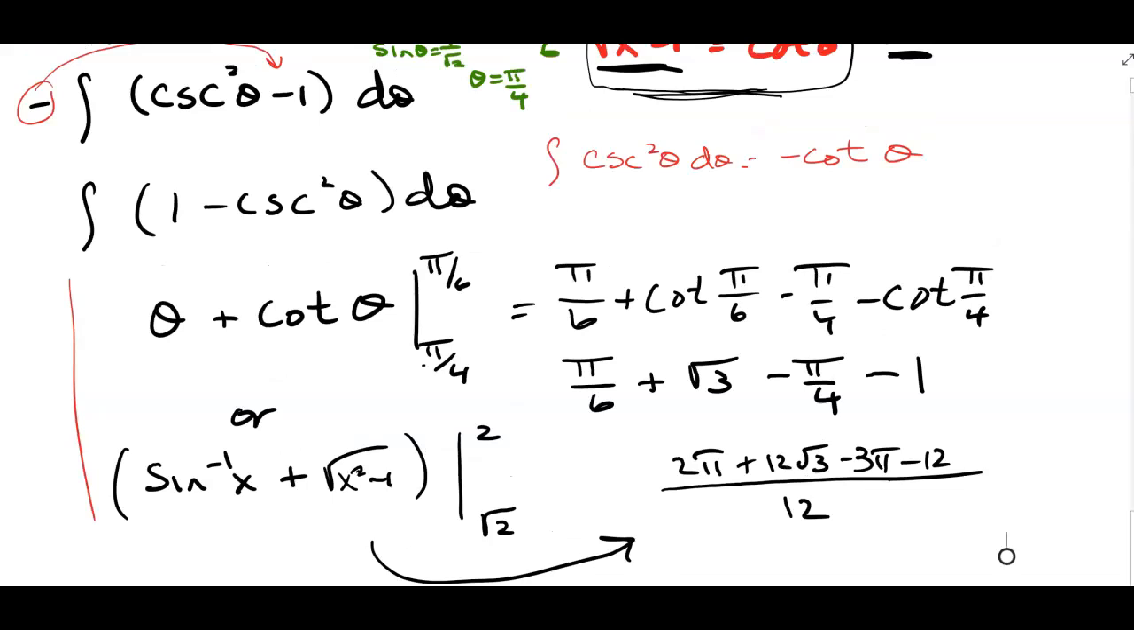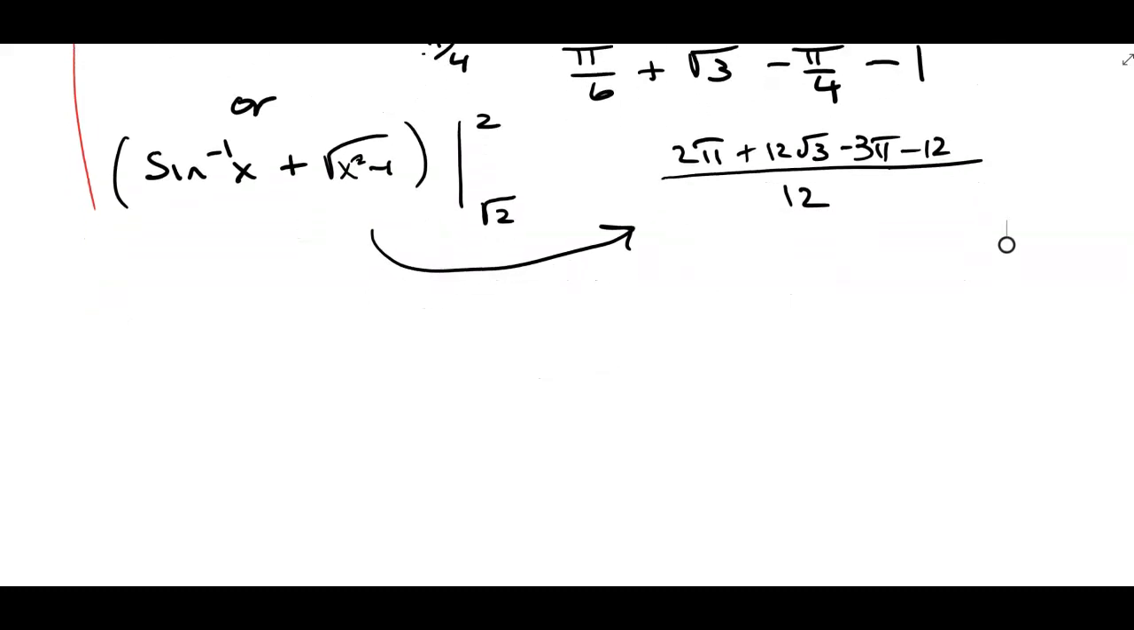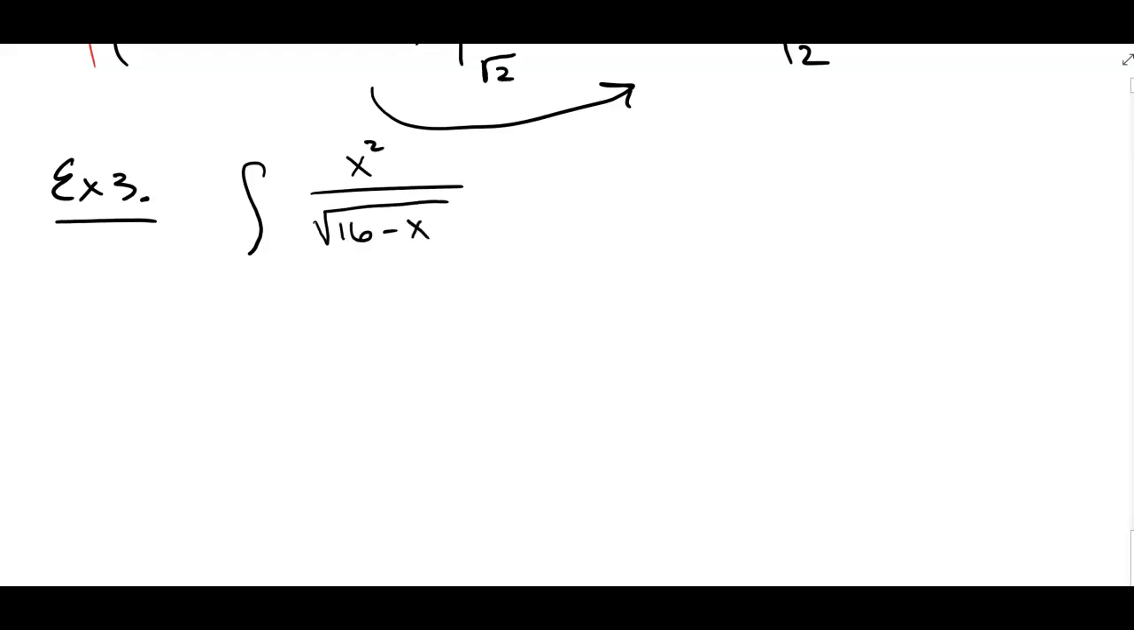I'm going to go through, for the rest of the video, a couple more examples. So here's example 3: the integral of x squared over radical 16 minus x squared dx. What you should really do at this point is pause the video, try to work it out as best you can on your own, and then come back and you'll see it worked out.